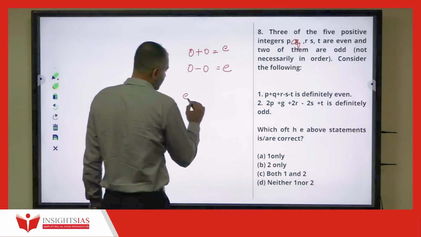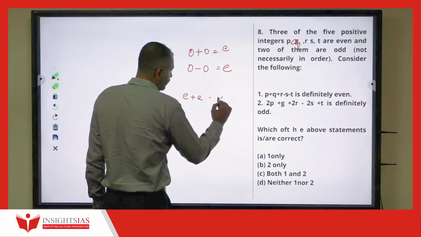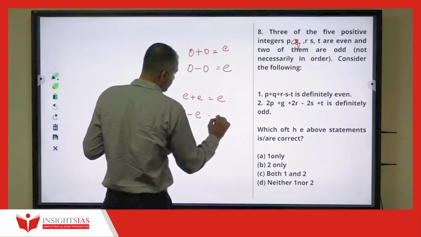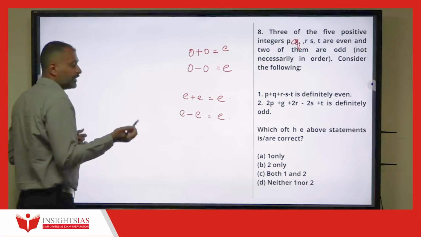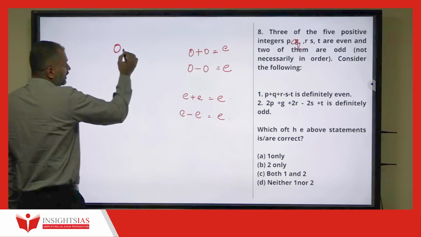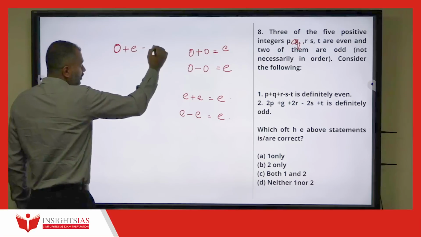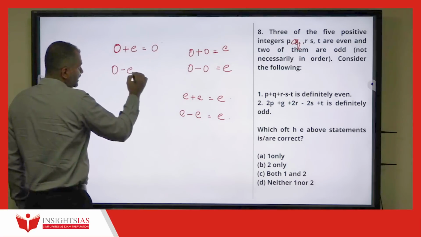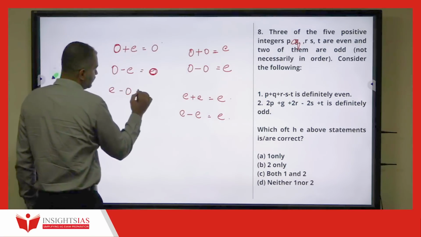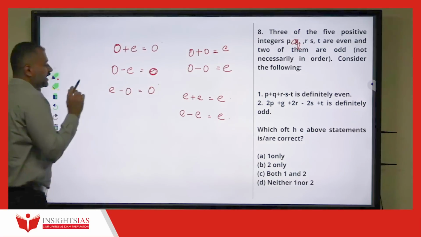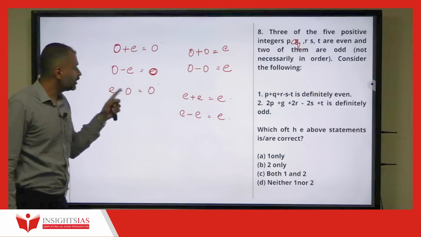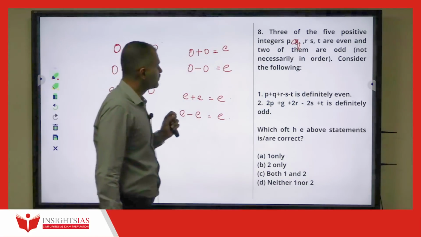Similarly, even plus even is equal to even, and even minus even is equal to even. How to get odd? In the additive property, odd comes like this: odd plus even is equal to odd, or else odd minus even is equal to odd, and even minus odd is equal to odd. So if one term is odd and one term is even, then definitely you will get an odd result here.